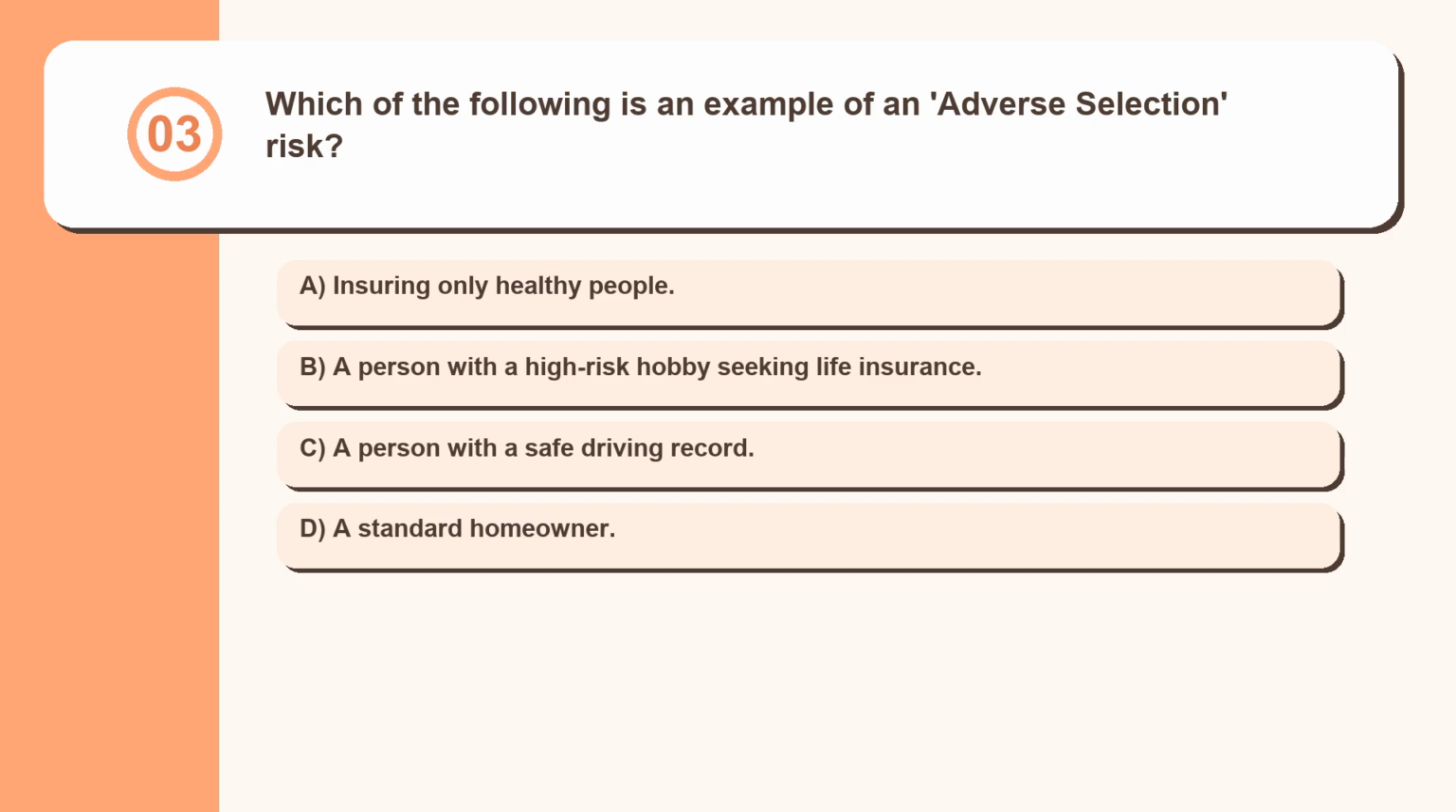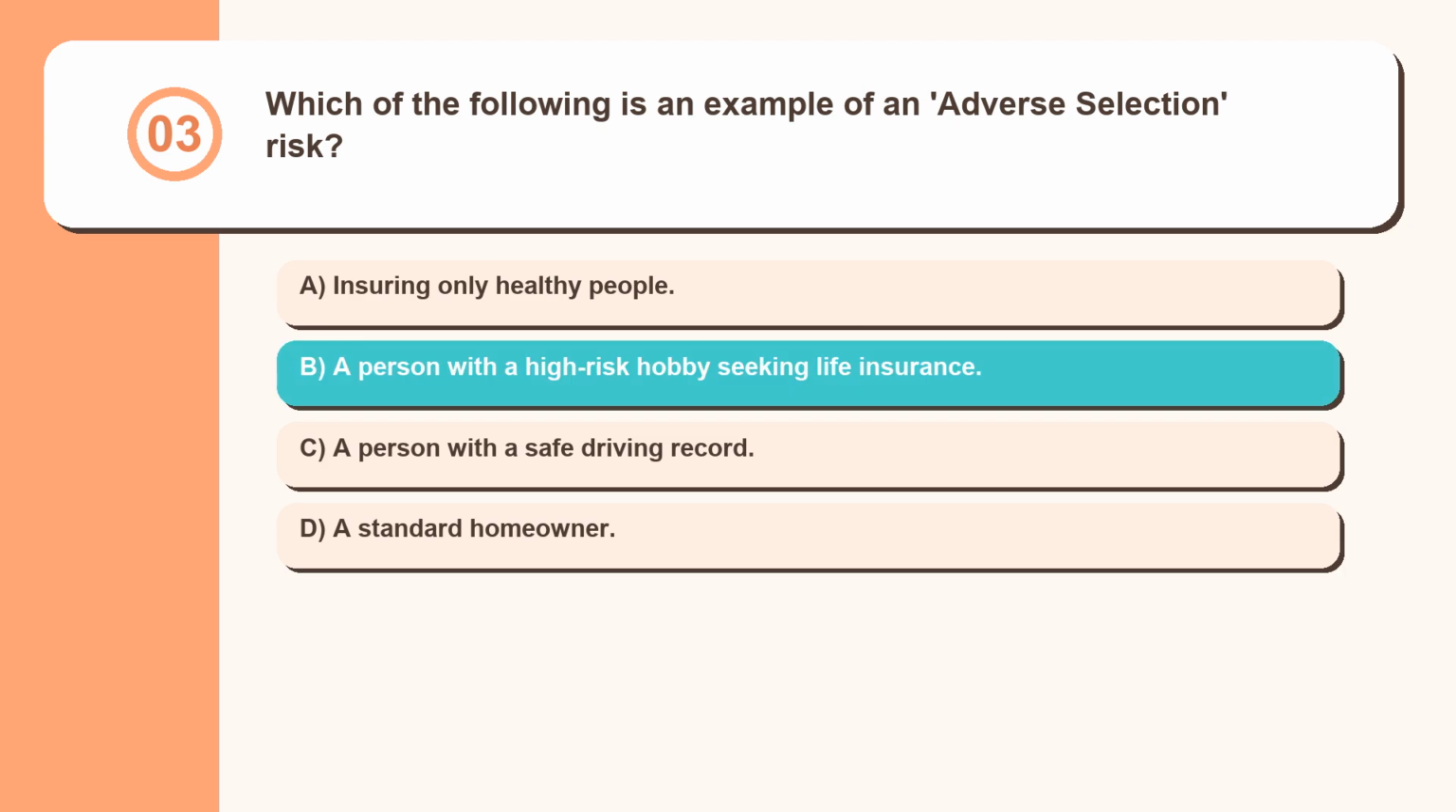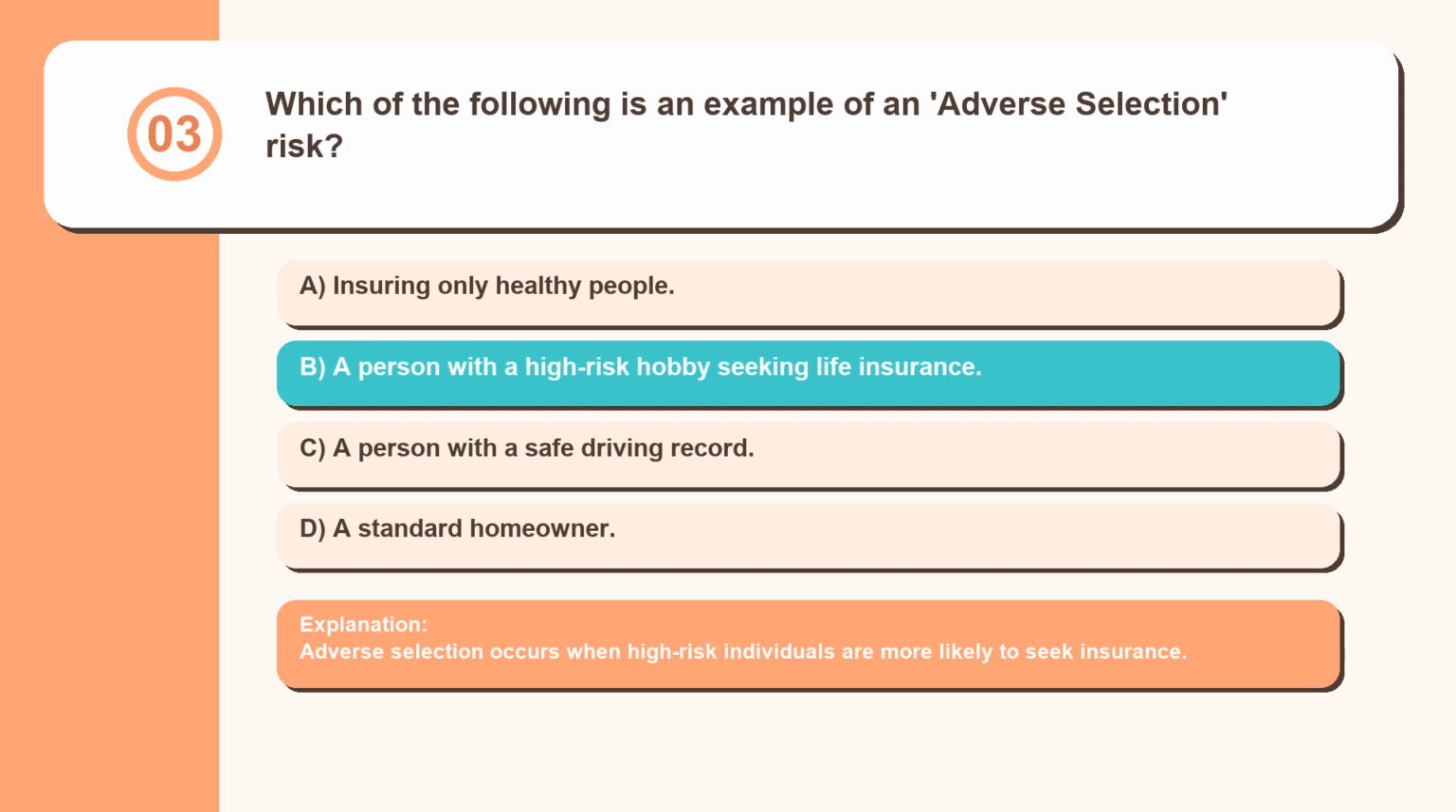Question 3. Which of the following is an example of an adverse selection risk? Insuring only healthy people, a person with a high-risk hobby seeking life insurance, a person with a safe driving record, a standard homeowner. Adverse selection occurs when high-risk individuals are more likely to seek insurance.